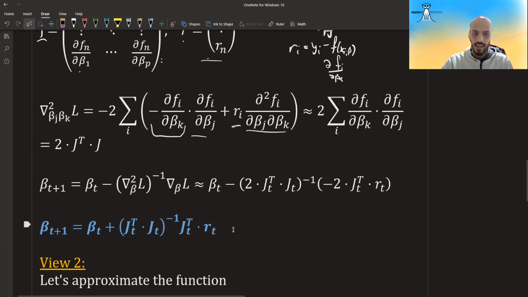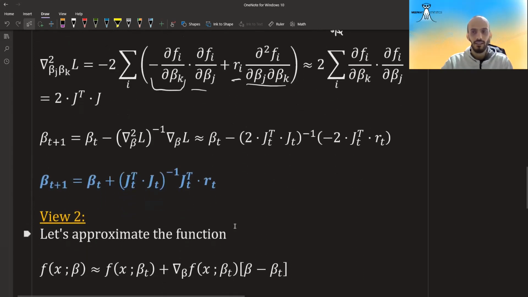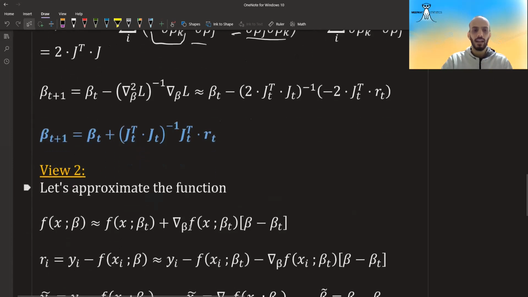Okay, this was one view of it. We can also look at it from another perspective. We can say, instead of approximating the Hessian, let's approximate the actual function. So our function is nonlinear, but we can do a first order Taylor approximation of it, meaning a linear approximation of it, around the point that we have right now.